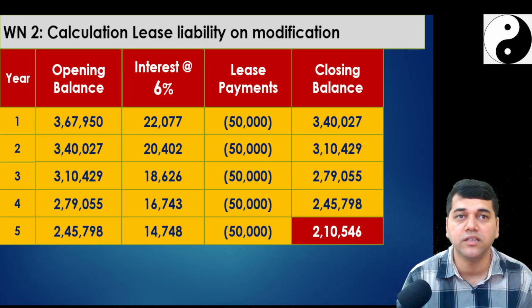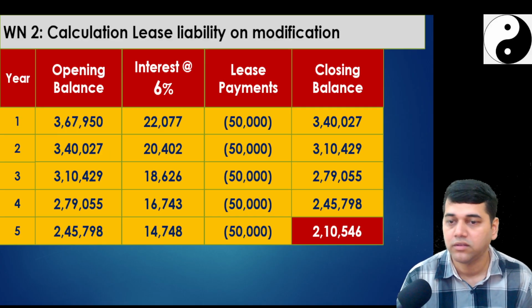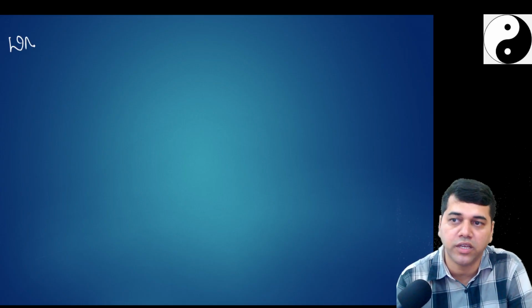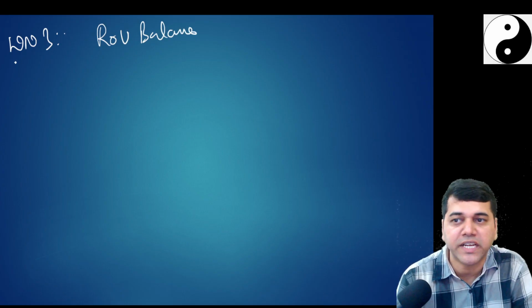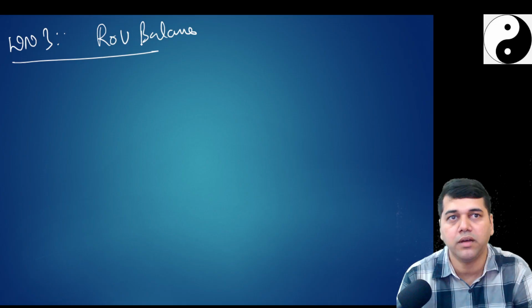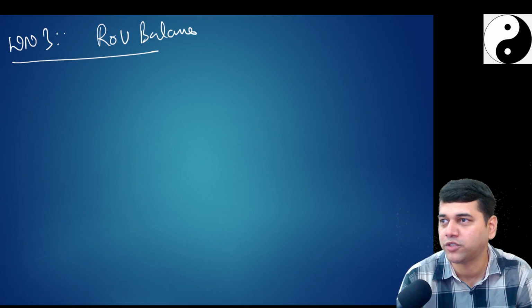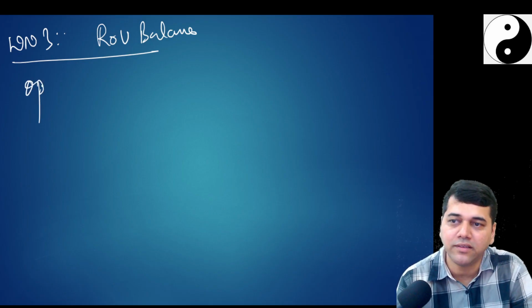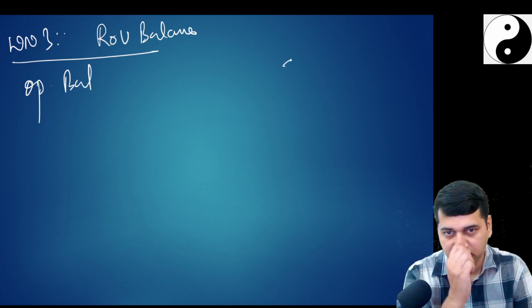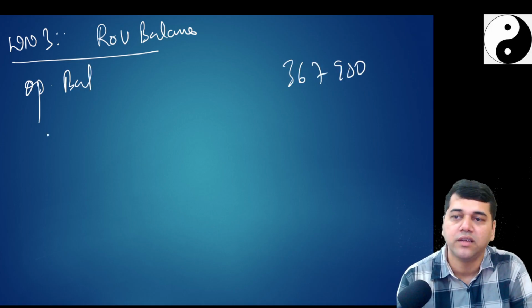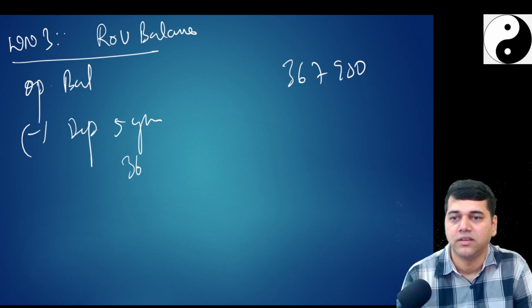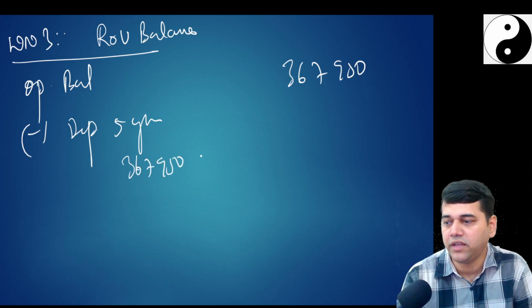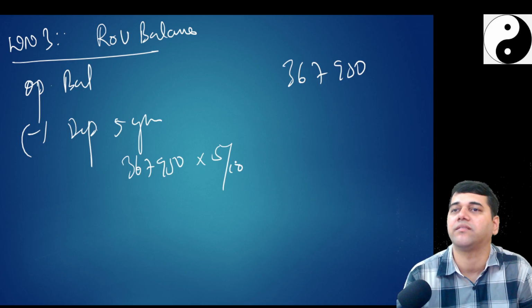What did we generally do? ROU balance. Okay, what is my ROU balance? Working note number 3. They may be expecting me to prepare that year-wise balance. Enough, I have a lot of other things to do there. So many big questions are there. I will take the opening balance. I'll take one shortcut here: 3,67,950 less depreciation for 5 years, 367,950 into 5 by 10.